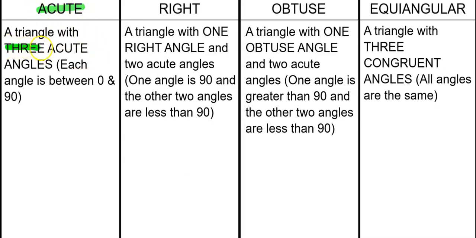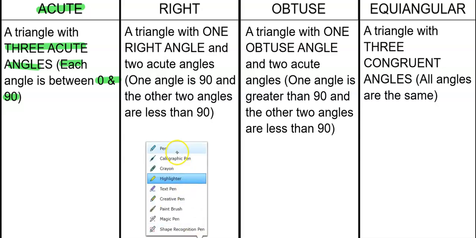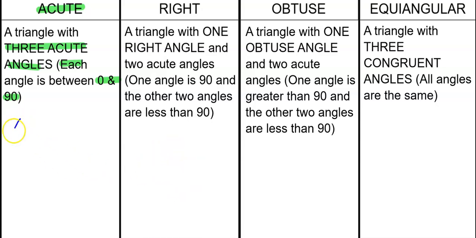Acute means that this triangle will have three acute angles. Each angle will be between 0 and 90 degrees. That makes this triangle acute. Acute means every angle is less than 90. So if I had like 80, let's make that 30. So 80, 30, and 70. This triangle would be acute. Okay, three acute angles.